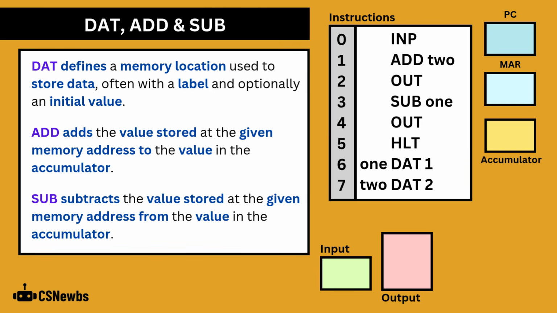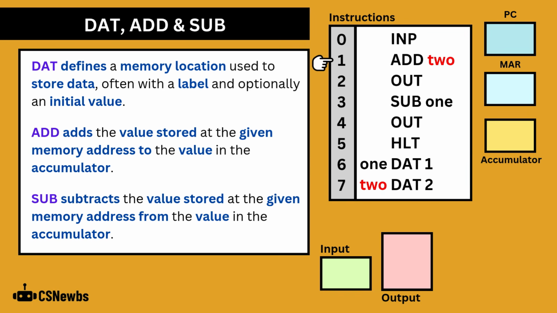Let's look at some more Little Man Computer commands: DAT, ADD, and SUB. DAT defines a memory location used to store data, often with a label and optionally an initial value. You can think of DAT a bit like using variables with an identifier and a value. You write this command at the bottom of the code after the program is halted. The identifier or label of the memory address is written first, then the DAT command, then optionally the initial value.